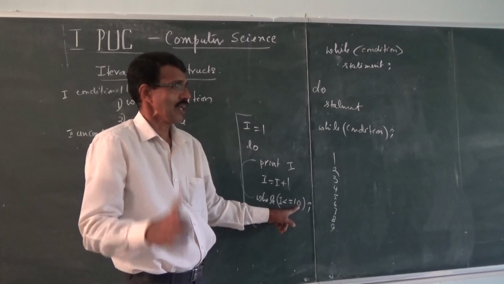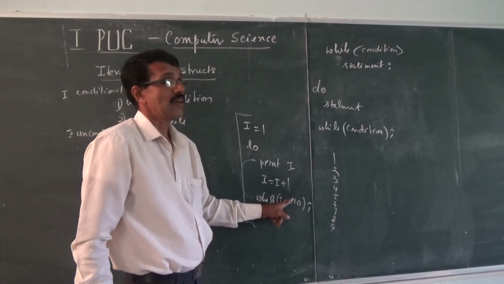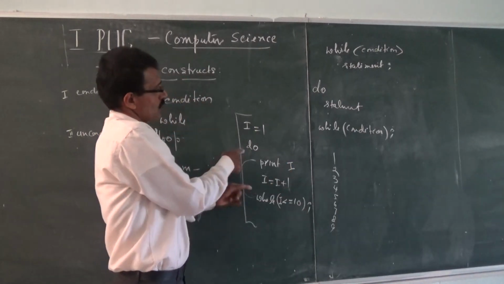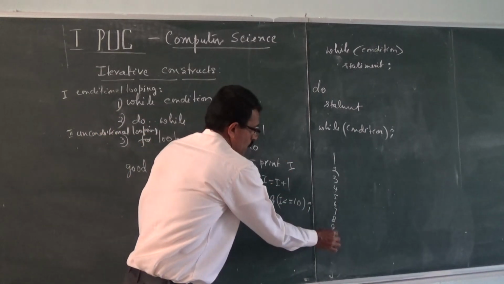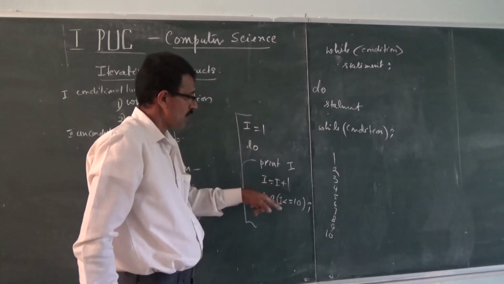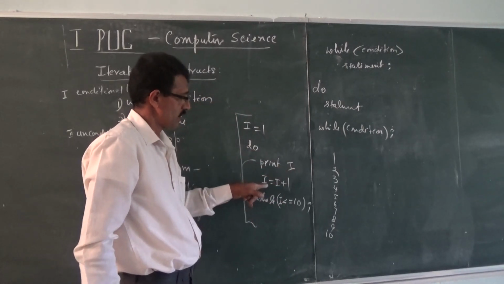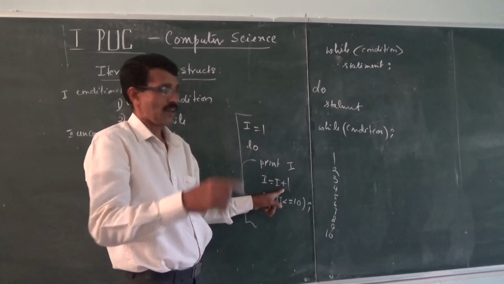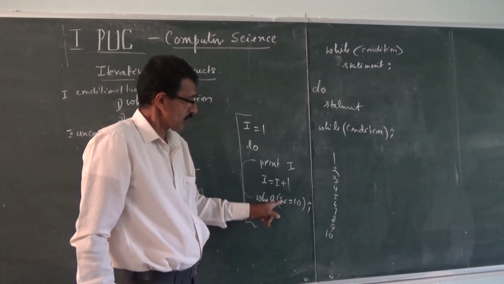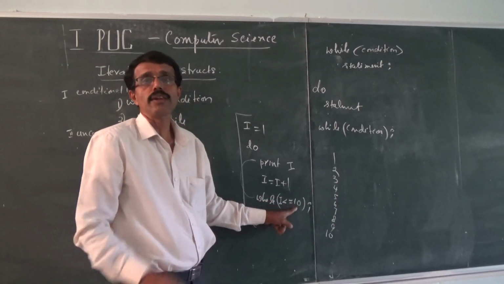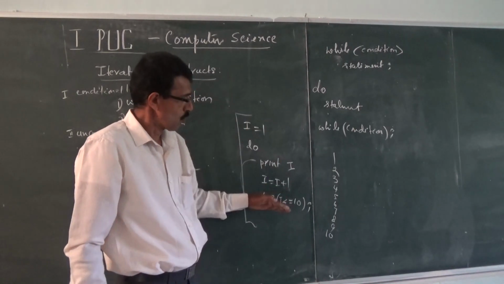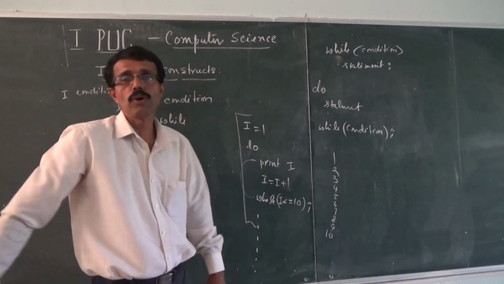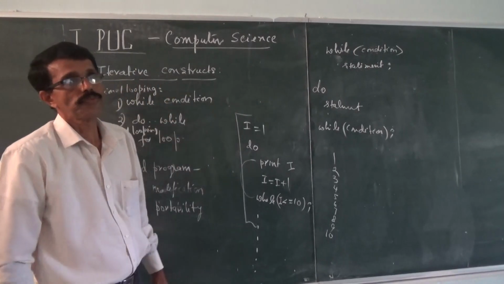But here, given I less than or equal to 10, once again it goes back and you would get 10. After printing the value 10, I is raised by 1 and it becomes 11. Now it tests: is I less than or equal to 10? No. It comes out of this loop to the next statement that you have written.